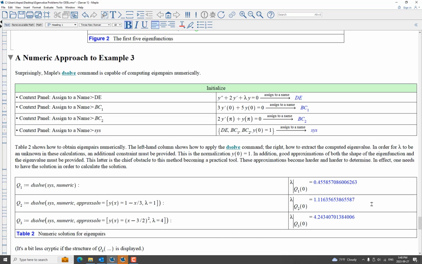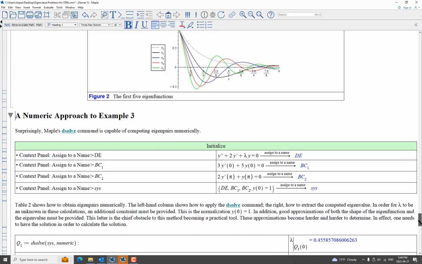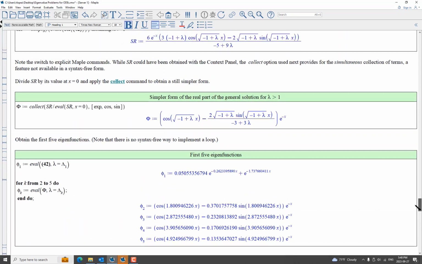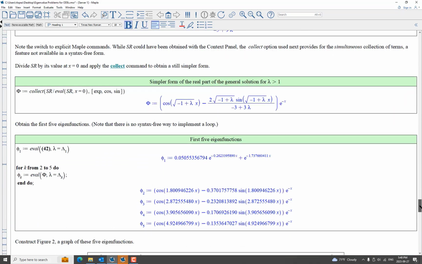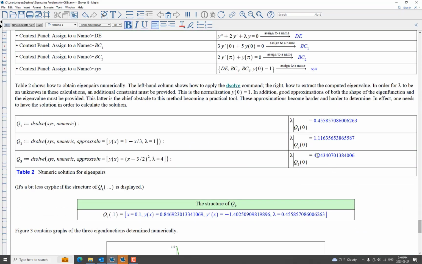Second eigenvalue. Notice it comes out 1.1. Third is 4.243. Should we go back and look at those eigenvalues? Where is that lambda? Way back here. 4.243. I'm just disappointed in this one.